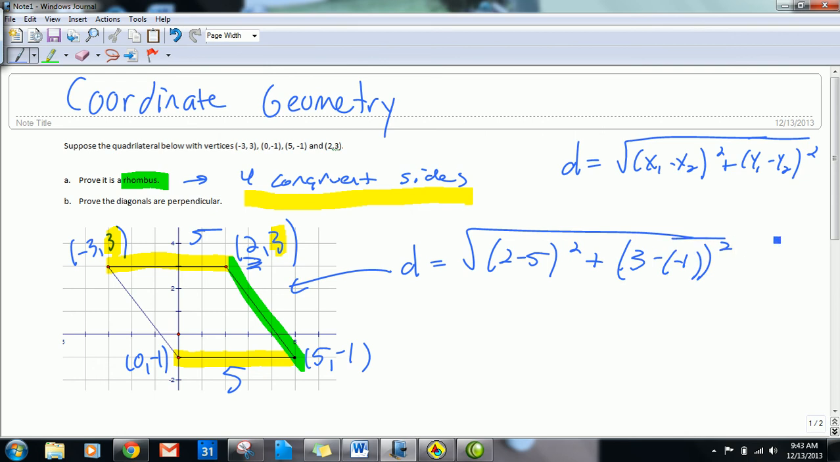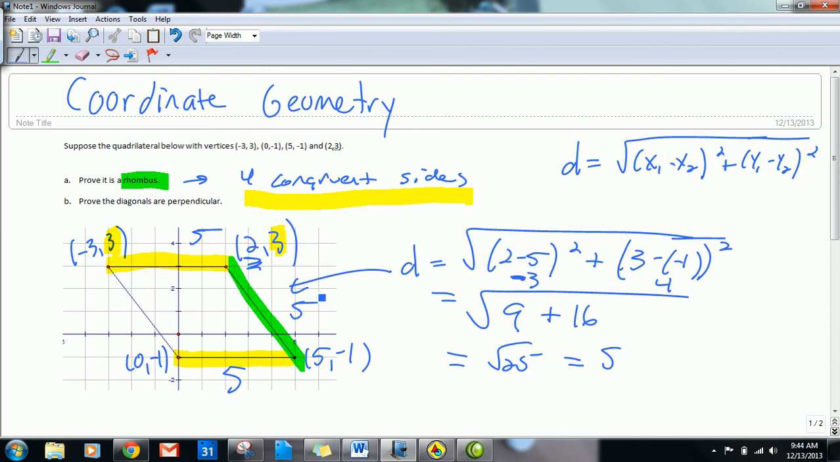Right? So now I just need to work this out. 2 minus 5, that's -3. 3 minus a -1, that's 4. So it's negative 3 squared, which is 9, 4 squared, which is 16. So that's going to be the square root of 25, 9 plus 16, and of course the square root of 25 is 5. Great.